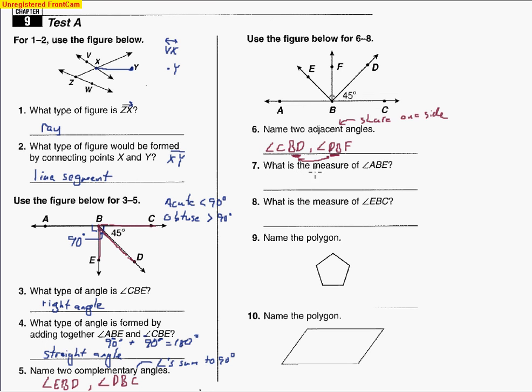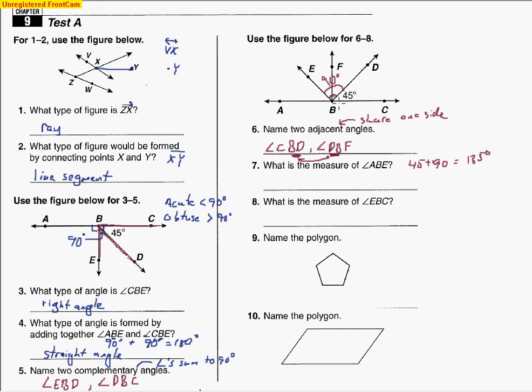What is the measure of ABE? Well, this only has one answer. So ABE. Well, we know that this is a right angle here, so these two together make 90 degrees. Well, this is 45. So I'm going to take 45 and add it to 90 degrees. When I add those two numbers together, I get 135 degrees. Well, that's the angle from EBC. That's EBC. So I'm missing this angle.